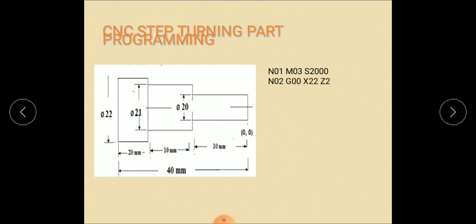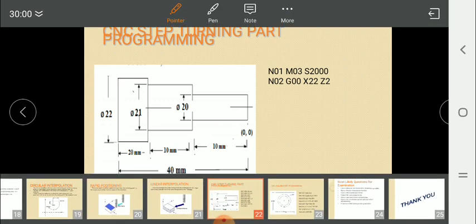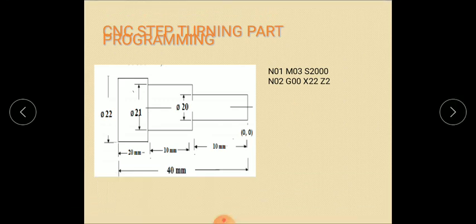Next, N02, G00, X22, Z2. Here N02, as we know, is the line indication. Then G00 is nothing but the rapid positioning. In this rapid positioning, there is no tool movement in contact with the workpiece. Then X axis 22, then Z2.